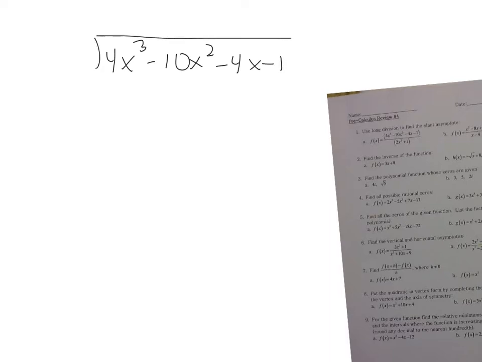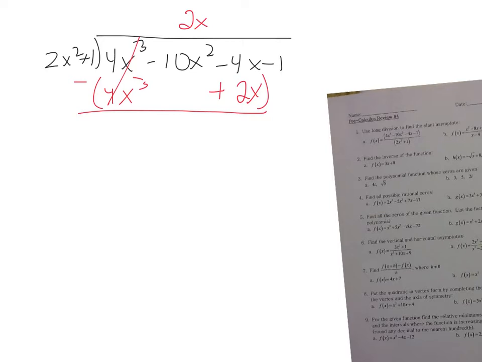Okay, so I have here my numerator is 4x to the third minus 10x squared minus 4x minus 4, and then we're going to divide by the denominator, which is 2x squared plus 1. So 2x squared times what will give me 4x to the third? That would be 2x. Multiply down, this is actually going to give me a positive 2x, so I'm going to put that underneath the negative 4x. And then 2x times 2x squared would be 4x to the third. Subtract.